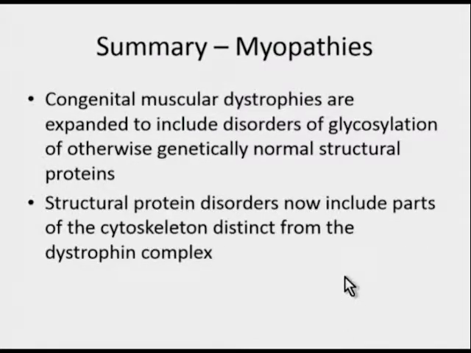So in summary, congenital muscular dystrophies are expanded to include disorders of glycosylation and otherwise genetically normal structural proteins. So these are different from the structural protein disorders. And these are part of the cytoskeleton, which are actually distinct from the dystrophin complex.